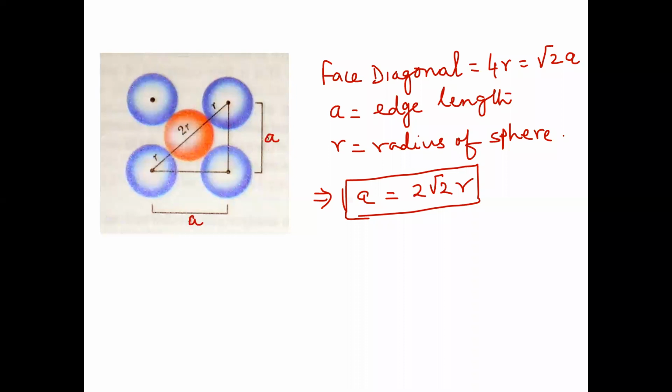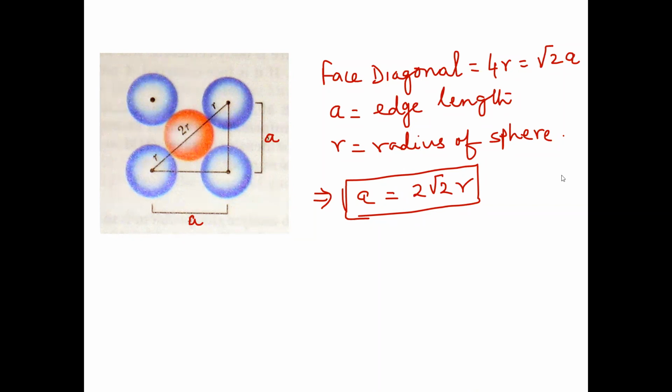And yes, this is the face diagonal. In BCC, we required the body diagonal. This is the face diagonal, which is root 2a, where a is the edge length. And that face diagonal is equal to 4R. It contains R, 2R, R. Total is 4R. R is the radius of each sphere. Sphere means atom. And the relationship: if 4R is equal to root 2a, then a is equal to 4 by root 2 into R, that is 2 root 2 R.